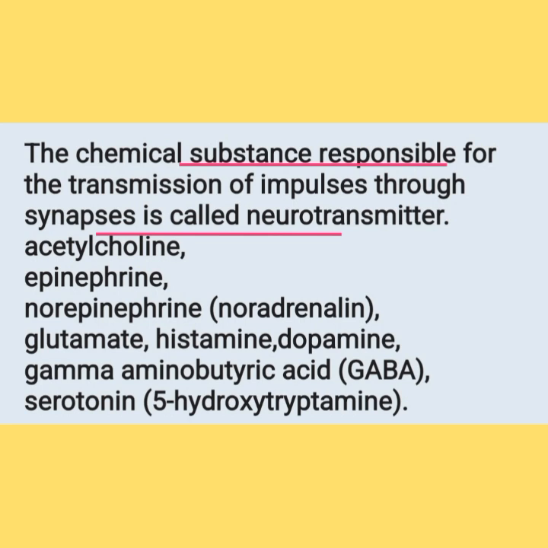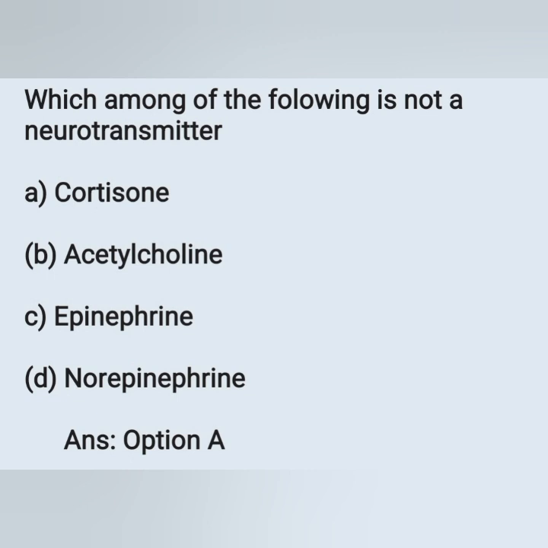a neurotransmitter. The function of a neurotransmitter is to transmit impulses through the synapse, and examples are acetylcholine, epinephrine, norepinephrine or noradrenaline, then glutamate, histamine, dopamine, GABA or gamma-aminobutyric acid, and serotonin or 5-hydroxytryptamine. So here our correct answer is cortisone, option A. Cortisone is not a neurotransmitter.